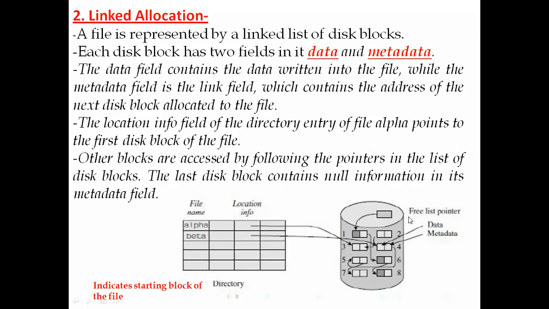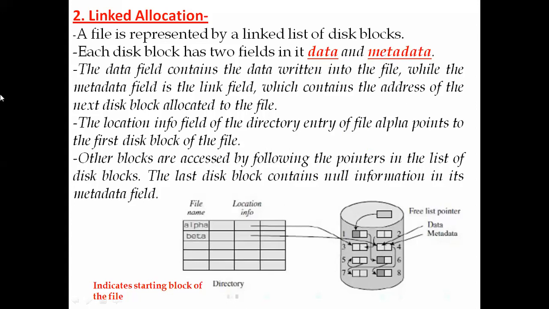This cylindrical shape is the hard disk or the secondary memory, where we have the linked list of disk blocks. All these rectangular blocks you're seeing here are nothing but the linked list of disk blocks. Each and every rectangular disk block will have two fields: the first field is the data field, and the second field is the metadata.